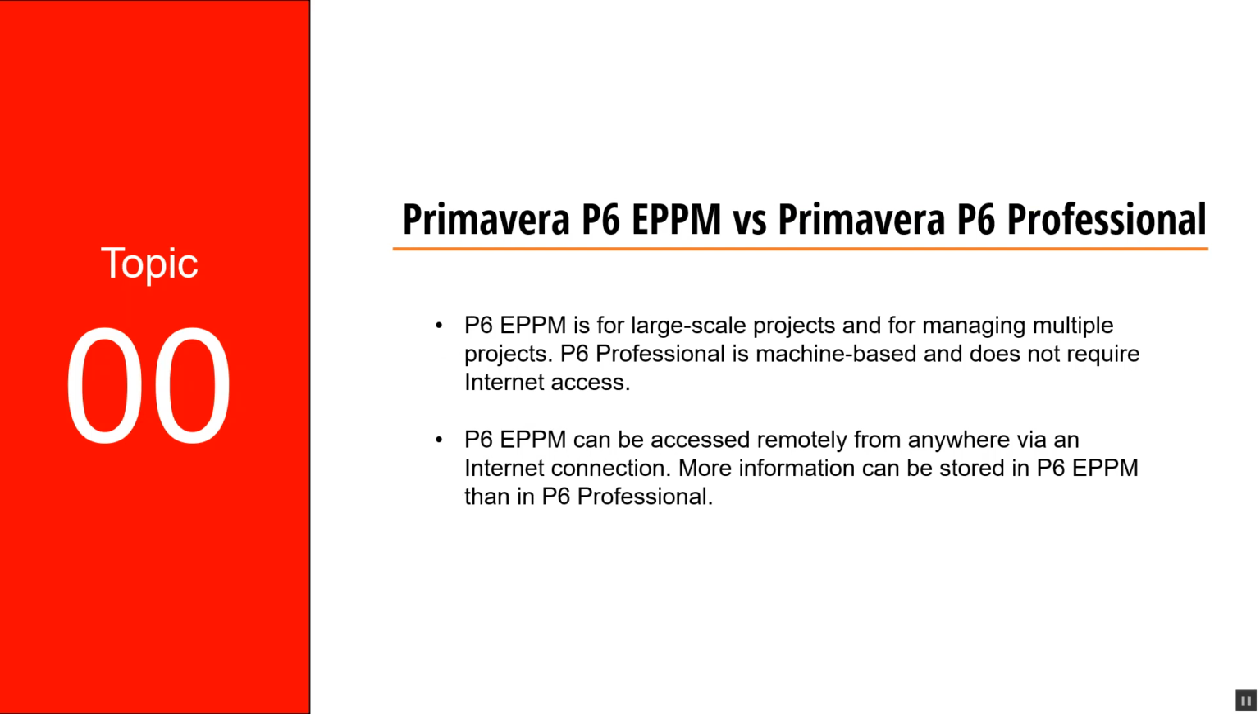Much of the time you will find a comparison between Primavera P6 EPPM versus Primavera P6 Professional. The main difference between these two is that P6 EPPM is for large scale projects and for managing multiple projects at the same time, while P6 Professional is machine based and does not require any internet access. Also, P6 EPPM can be accessed remotely from anywhere via an internet connection.